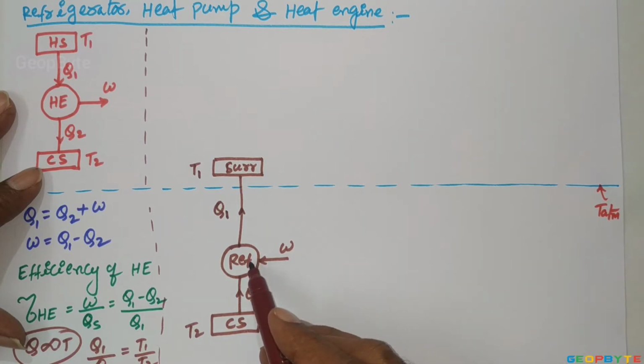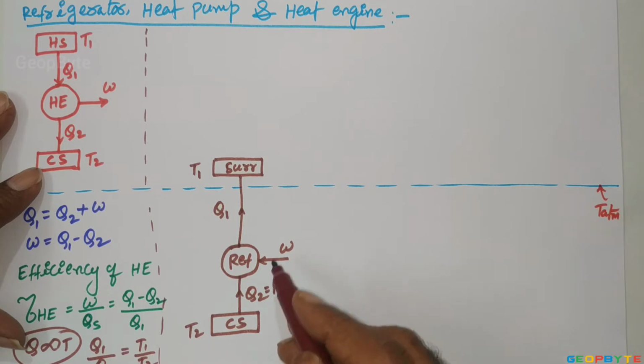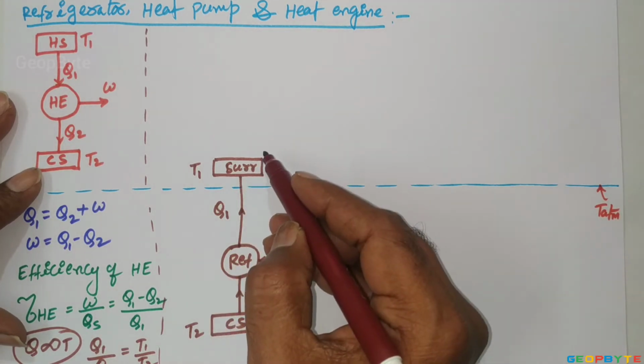So the refrigerator is a power consuming device. It takes the heat from the cold source with a magnitude Q2. This heat taken from the cold source is equal to the refrigeration effect or cooling effect, because once the refrigerator takes this much heat energy from the cold source, whatever working material you are keeping inside the cold source gets cooled. Therefore, this is called refrigeration effect or cooling effect, and it dumps the heat to the surroundings.